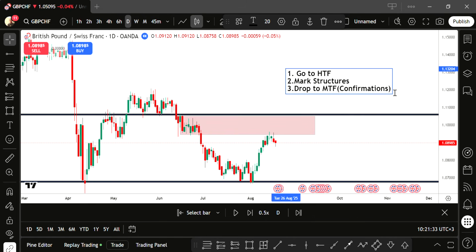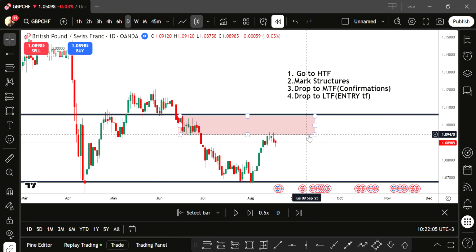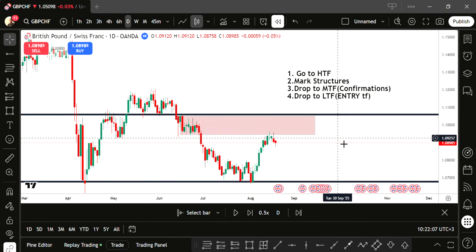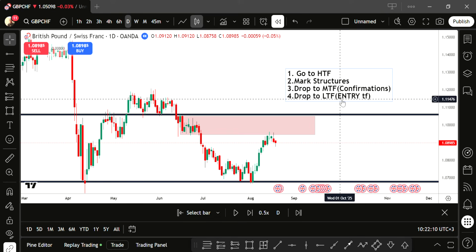That is rule number 4, and it is the last rule. Number 4, drop to lower time frame, in brackets, entry time frame. Now this is the last rule. You have to drop down to your lower time frame. In brackets I put entry time frame because you're going to be entering on the lower time frame.